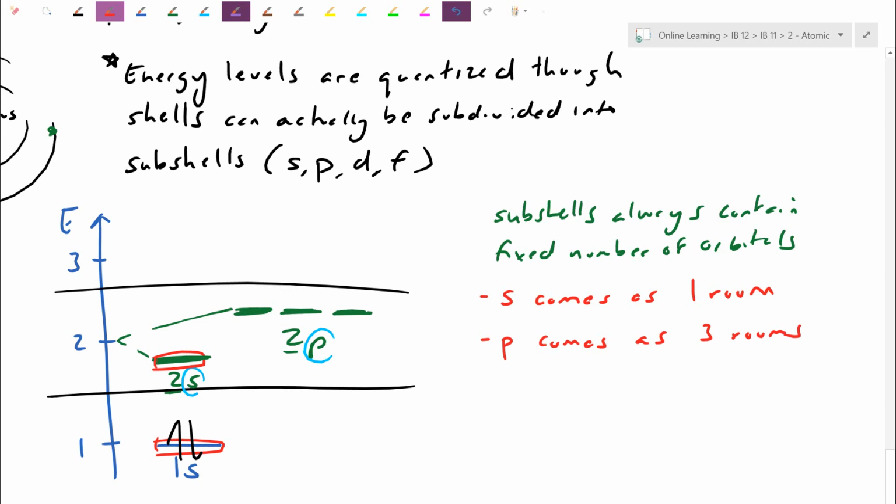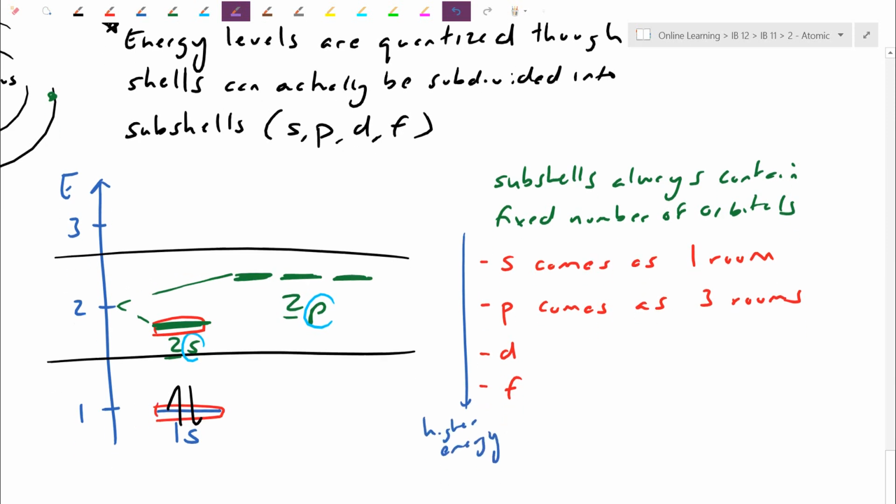Again, we're going from low energy to high energy. As we get up to our D rooms and our F rooms, I'll start seeing D rooms at energy level 3. We won't get F rooms until energy level 4. We are actually increasing energy going down this way here. So higher energy. We need to go farther up my hotel before those rooms show up.